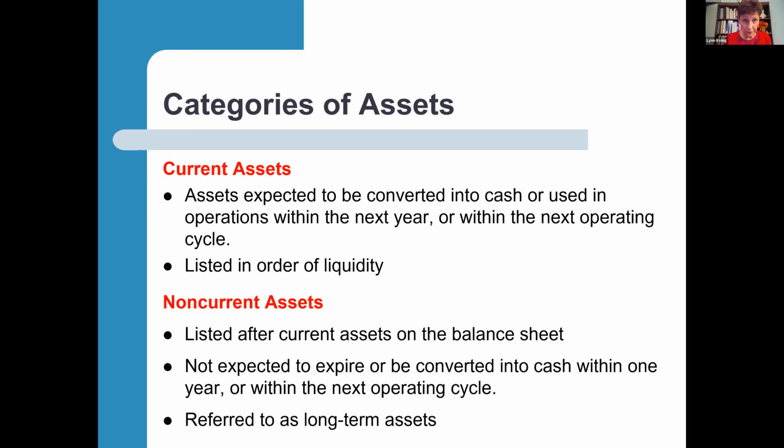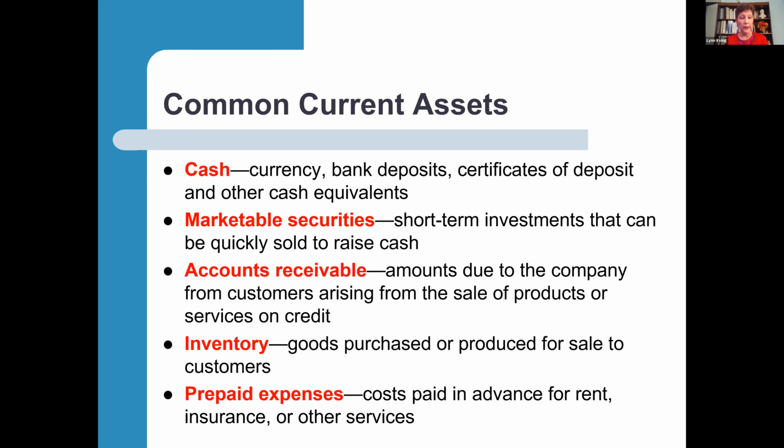Okay, so let's look at the order of liquidity and some of the common current assets. So cash, I think, is pretty self-explanatory. If you actually have any cash on hand, all of your bank accounts that you have, whether they're checking, savings, some of you may have certificates of deposit. We're not going to worry about the term cash equivalents tonight. And then following cash, the next most liquid asset that we have is called marketable securities. Now, a security is just a fancy name for an investment, but it's short term.